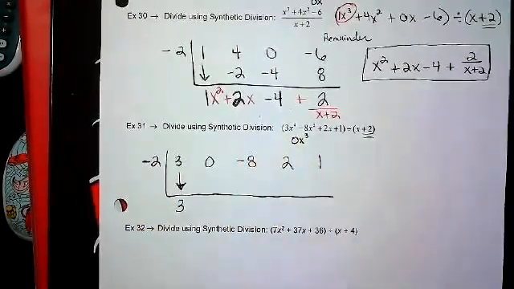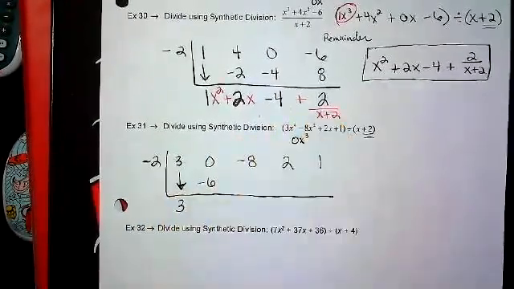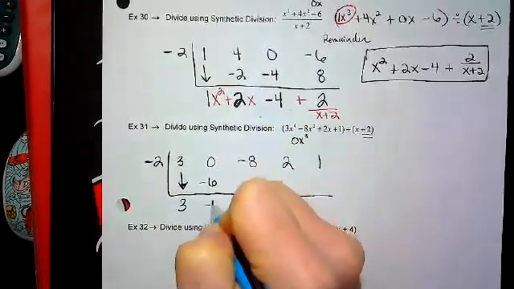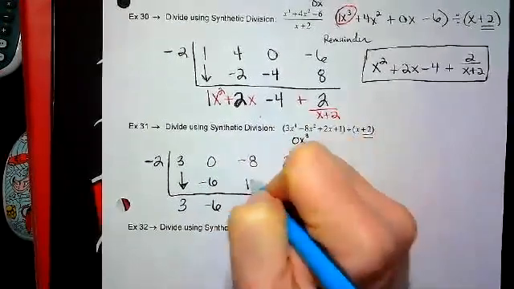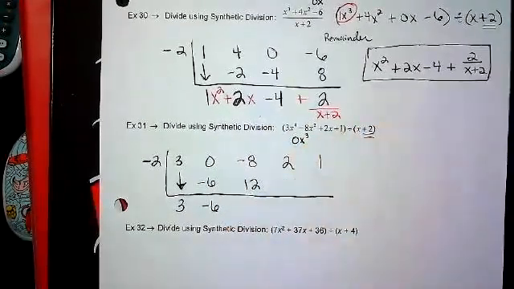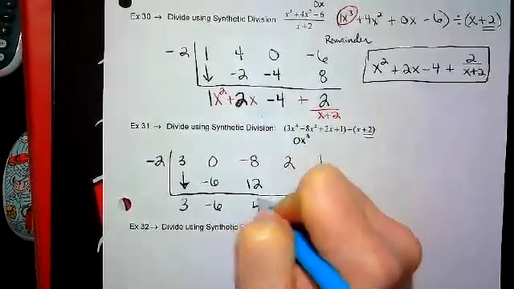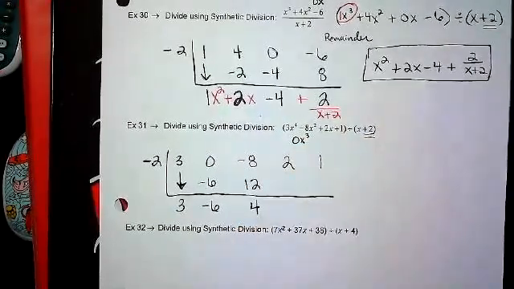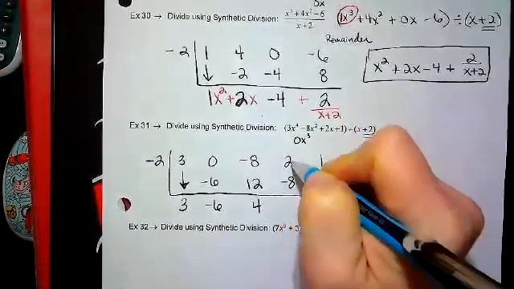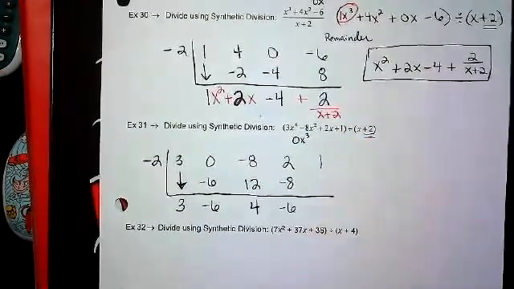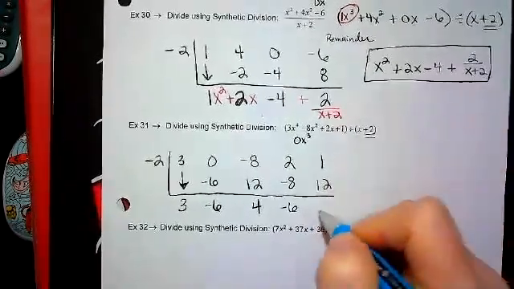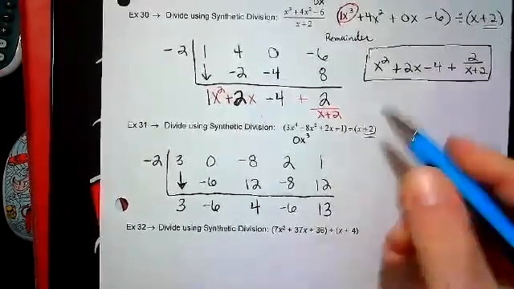And we'll take -2 times 3 is a -6. And 0 minus 6 is -6. And then start over. -2 times -6 is a +12. And then combine -8 and 12, make a +4. -2 times 4 is -8. And then we're combining. 2 minus 8 is -6. And -2 times -6 is a +12. And 1 plus 12 is 13.